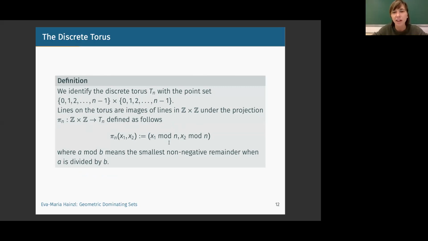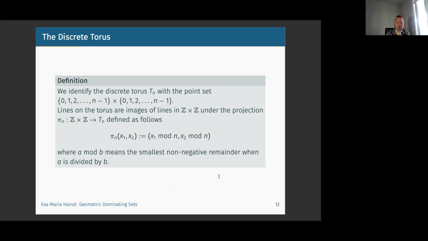And when I say modulo n, I really mean just the smallest non-negative remainder when we divide x1 by n, not the congruence class, just something that you might remember from algebra. This is just a simple integer.